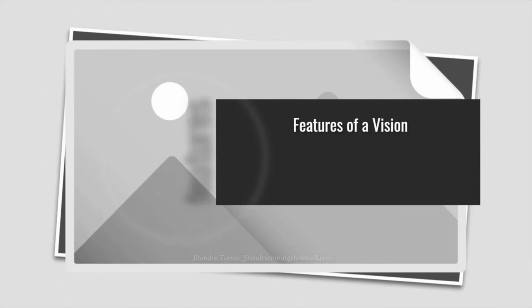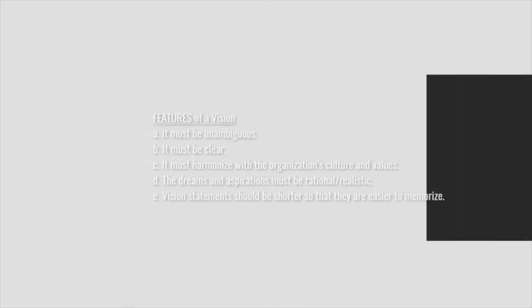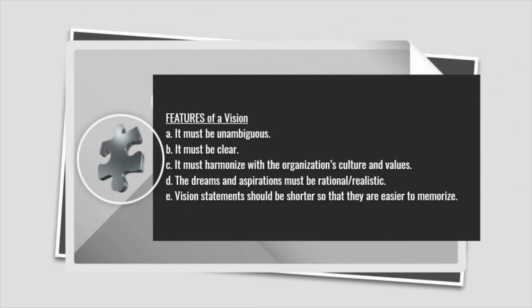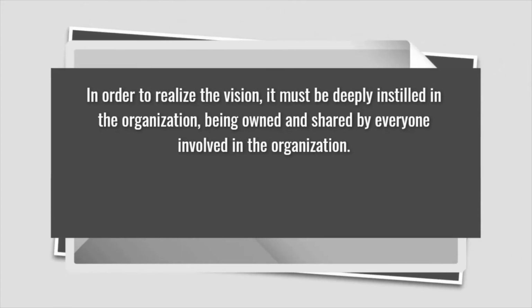A quality vision statement must have effective features. A. A vision must be unambiguous. B. It must be clear. C. It must harmonize with the organization's culture and values. D. The dreams and aspirations must be rational, realistic. E. Vision statements should be shorter so that they are easier to memorize. In order to realize the vision, it must be deeply instilled in the organization, being owned and shared by everyone involved in the organization.